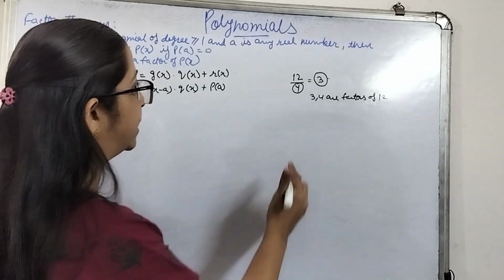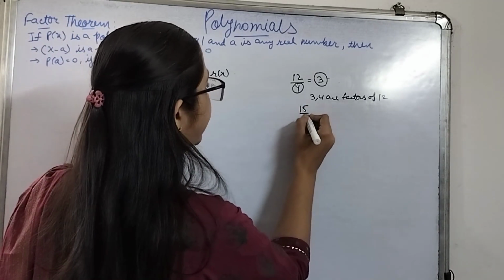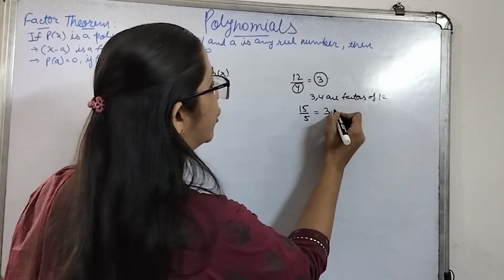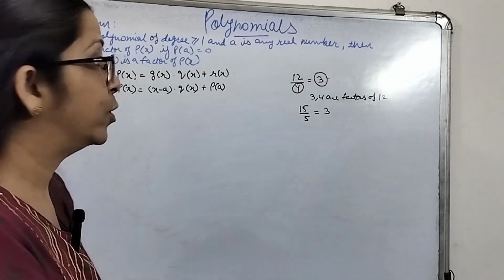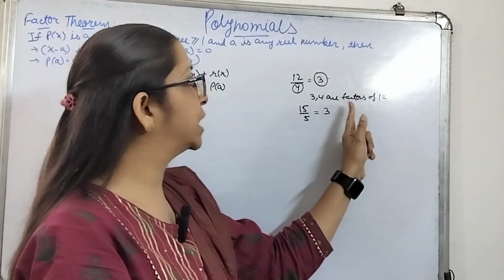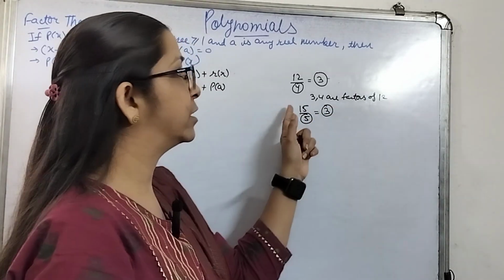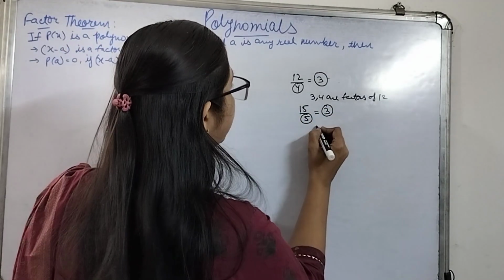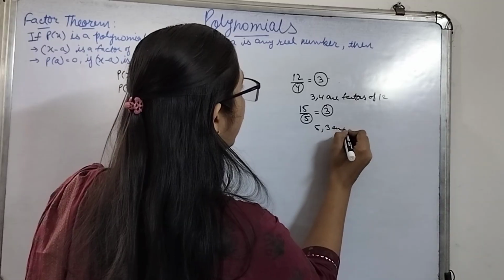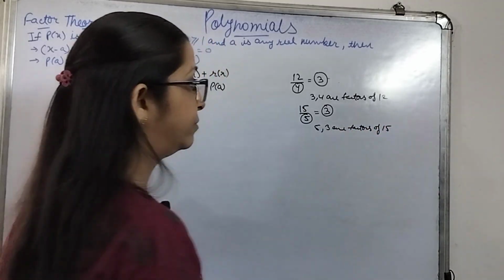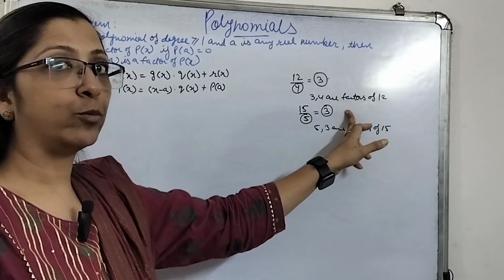Similarly, if I divide 15 by 5, then what do we get? 5 threes are 15 and the remainder will be 0 in this case also. So whenever the remainder is 0, we say that the divisor and the quotient both are factors of the dividend. That means 5 and 3 are factors of 15. That means the remainder should be 0.